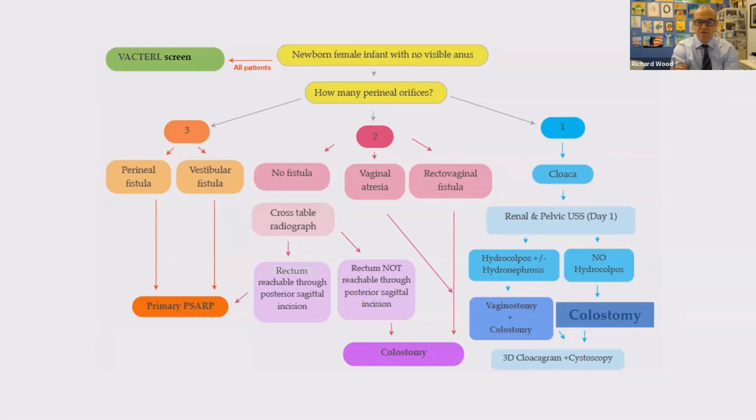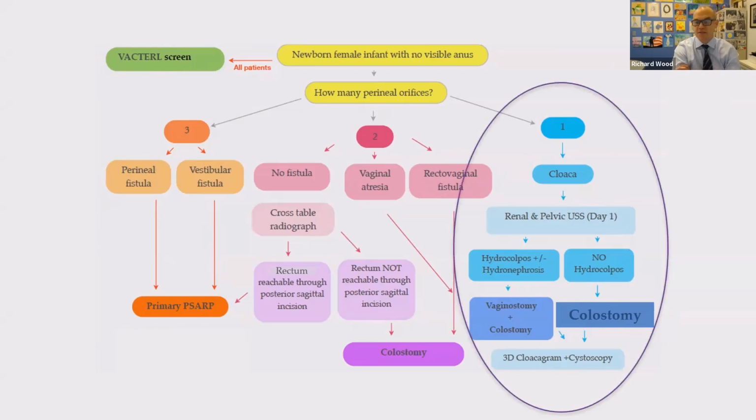Sometimes this can be quite overwhelming, but if we focus on the number of holes on the perineum, it can help focus our thoughts. So in today's talk, we're really going to be dealing with cloacal malformations where there's a single perineal orifice.